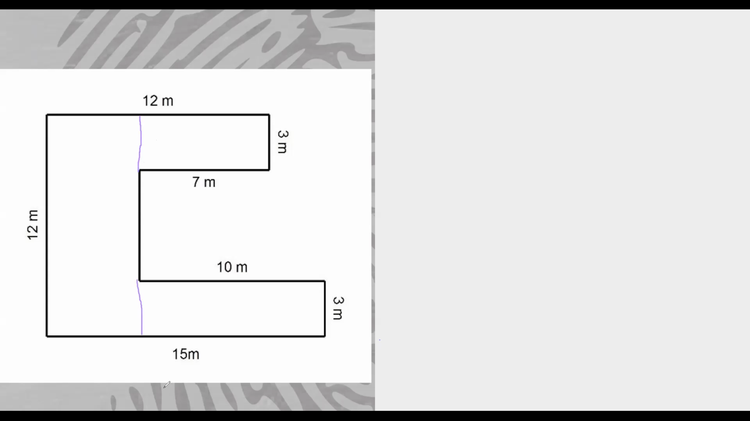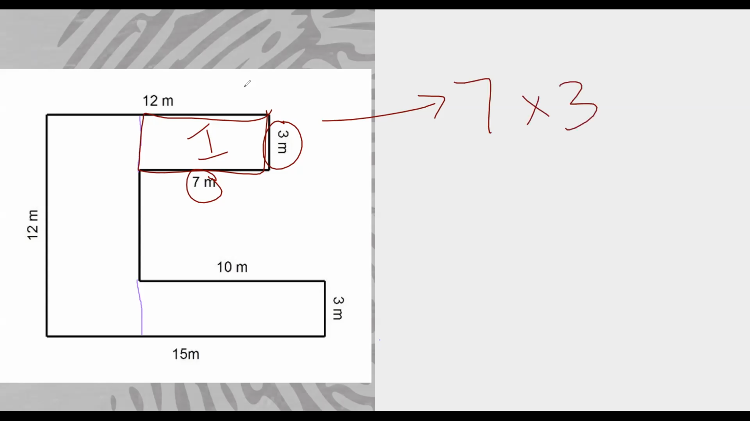So this rectangle right here, it already tells me the side is 7, and then the width is 3. So this rectangle, I'm going to label it as rectangle 1, is going to be 7 times 3. Then this rectangle, I know this is 12, but I need to find this length right here.